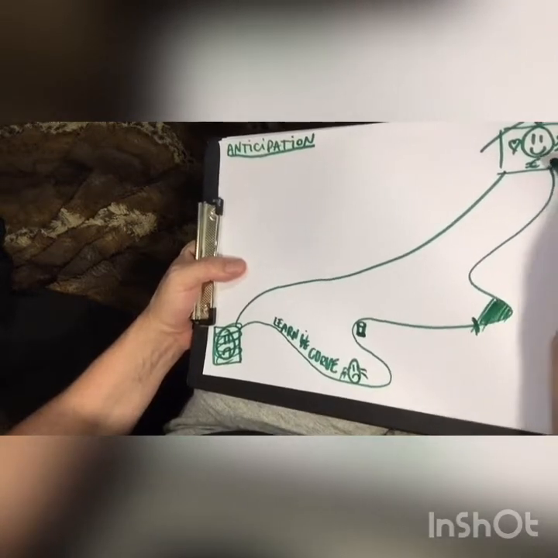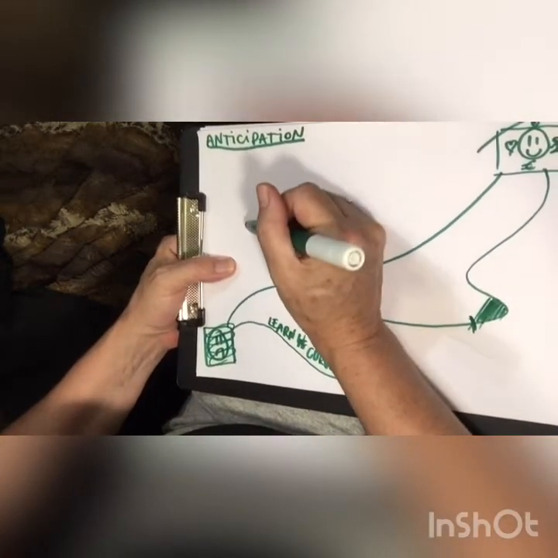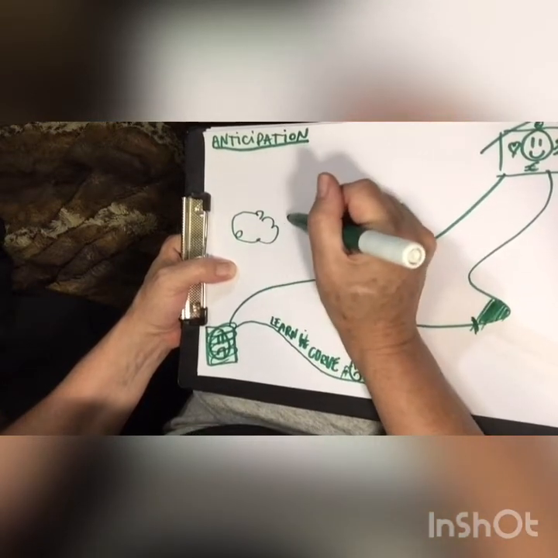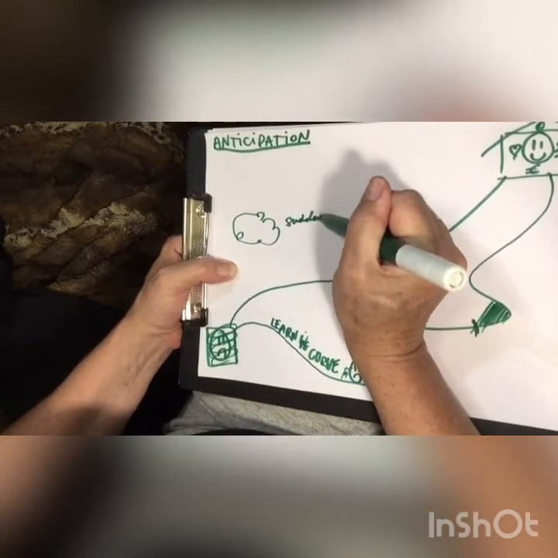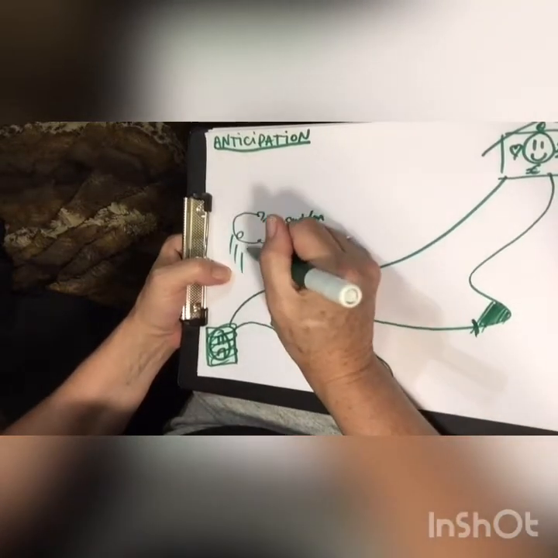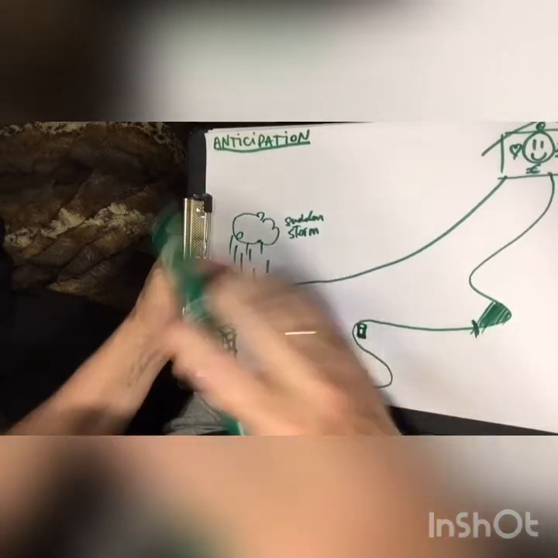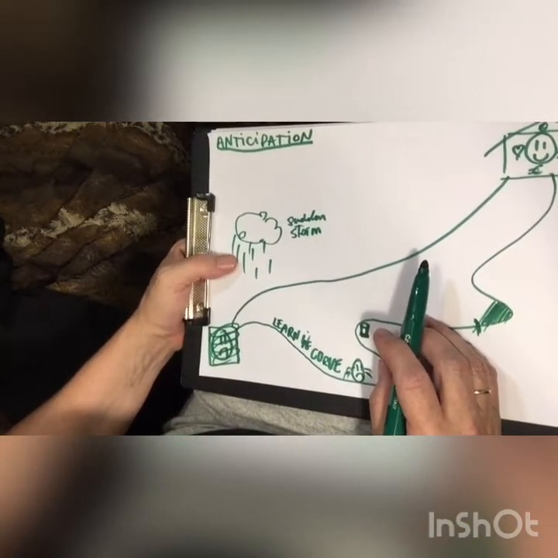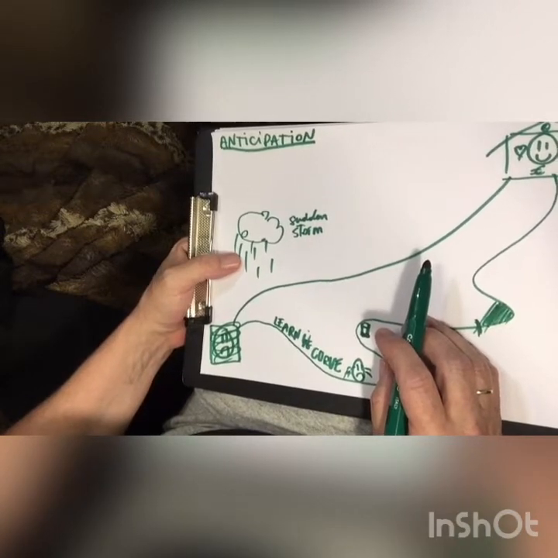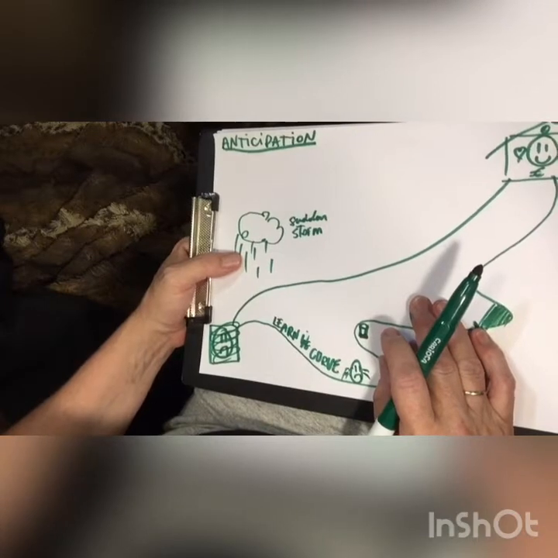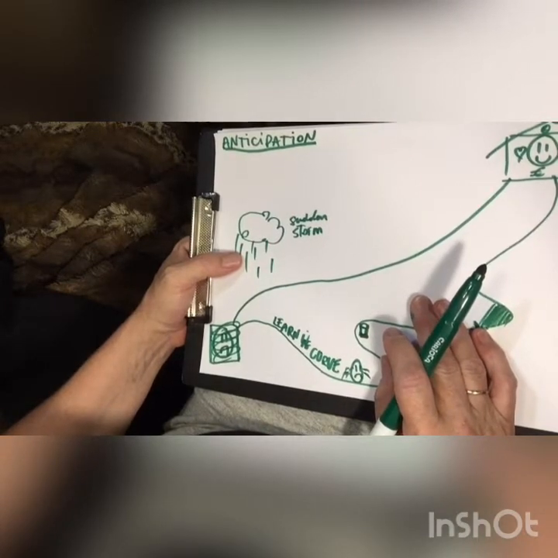And then another obstacle is the sudden storm. This represents things that happen in life that you can't control, that something might happen that really tries to push you off your path. Those are called the sudden storms.